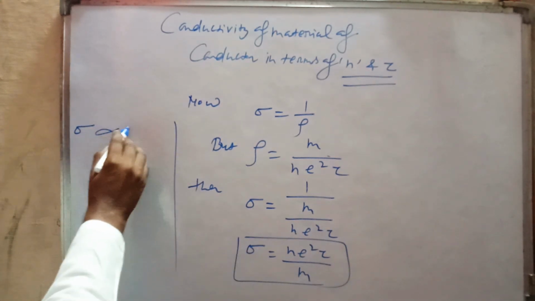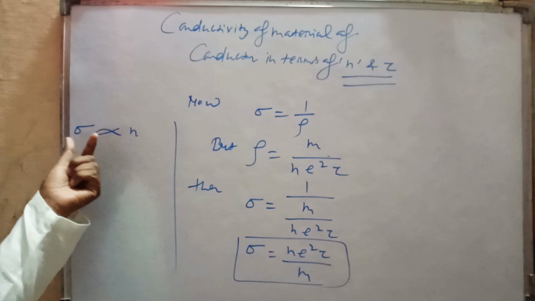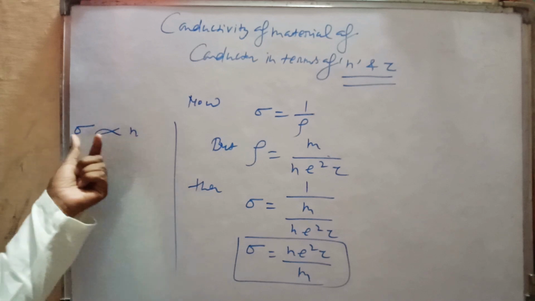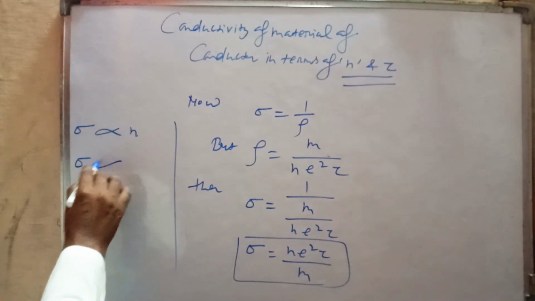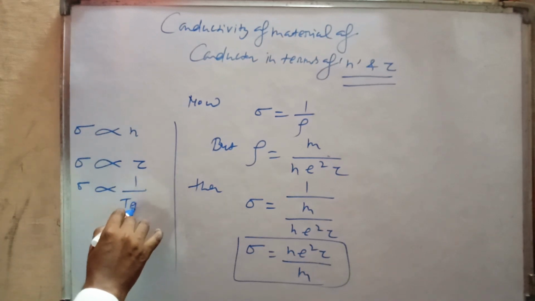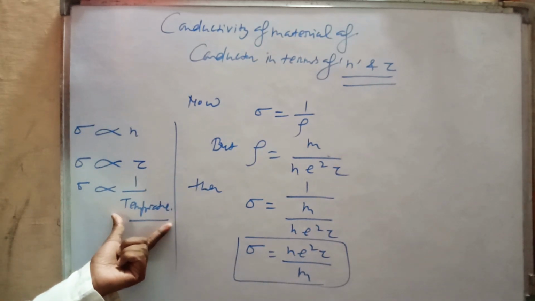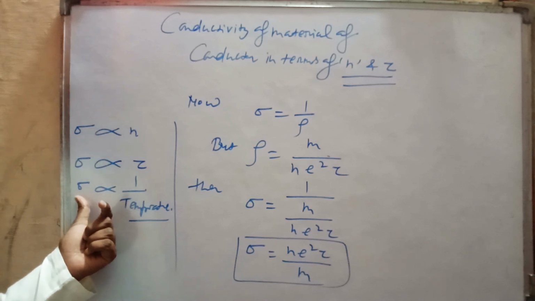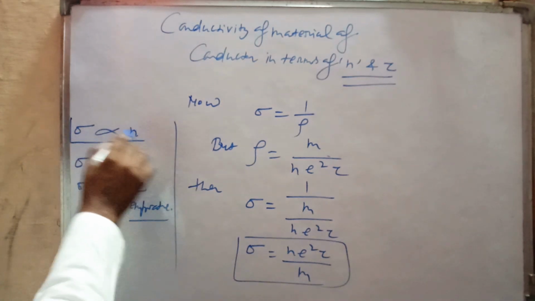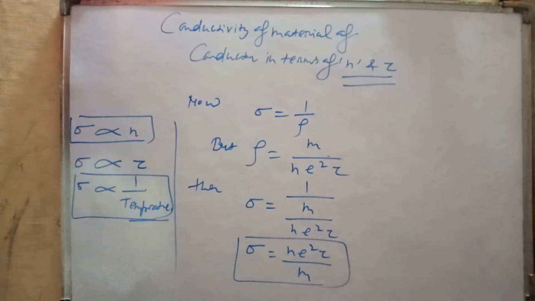Now here conductivity sigma is directly proportional to n. That means if number density of free electron increases, then conductivity increases. And sigma is directly proportional to relaxation time, and relaxation time is inversely proportional to temperature. That means if temperature of conductor increases, then conductivity decreases. So there are two factors affecting the conductivity of material of conductor.